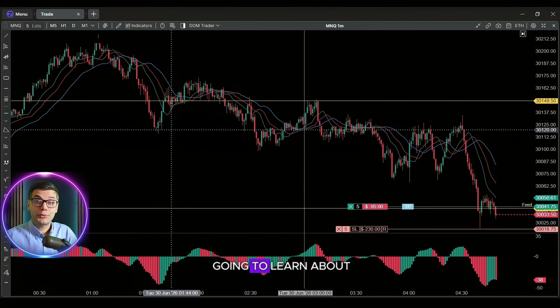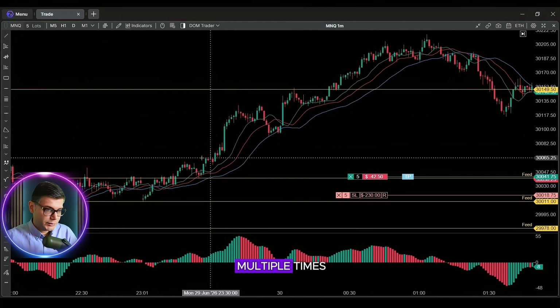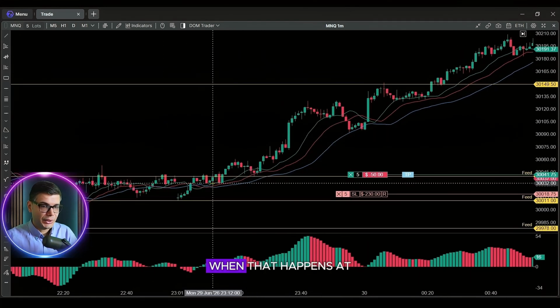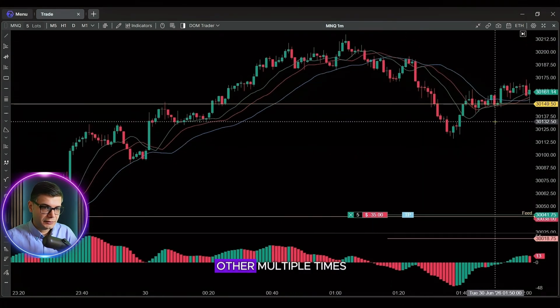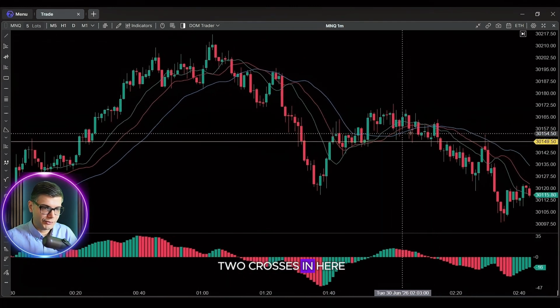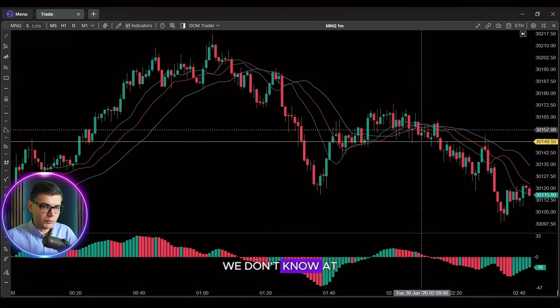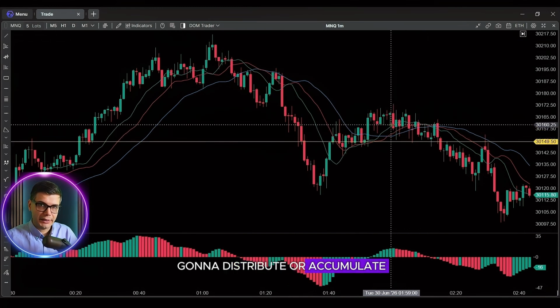The technique we are going to learn about, alligator, is very unique, and I hope I have your full attention. When the alligator indicator is crossing each other multiple times at the lows, that's accumulation. When that happens at the highs, like here, crossing each other multiple times, like here, we have two crosses in here, that's distribution. However, we don't know at that time if it's going to distribute or accumulate.